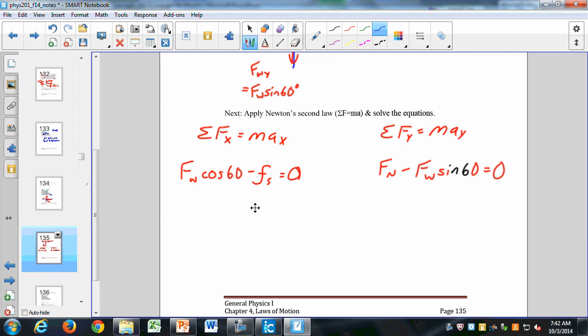So the original question asked, what is mu s? How will I go about finding the coefficient of static friction? Did you set Fs equal to Fwx? Right, so I can take this. I know what Fw is, right? It's 100 newtons, 10 kilograms times 10 meters per second squared. So I can find Fs. That's right, Courtney. And then what?